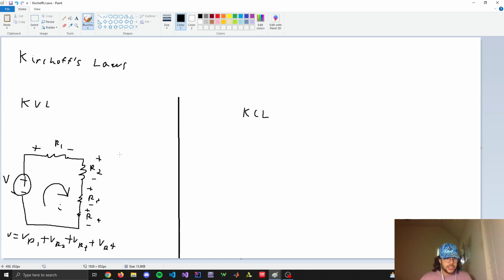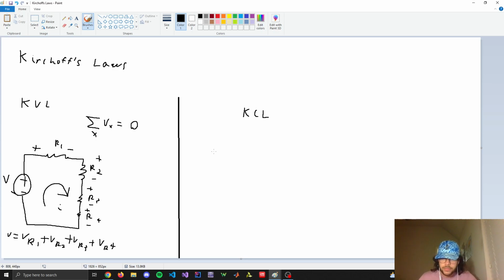So the first one is Kirchhoff's voltage law, which states that the sum of voltages in a closed loop equals 0. So in this circuit here, it's in a closed loop, so current's going to flow in this direction out the positive terminal, and then across these 4 resistors, there's going to be 4 different voltage drops. So the KVL states that the voltage source is equal to the sum of the voltage drops across each resistor individually. So that means the voltage source V equals the voltage across R1 plus the voltage across R2, and so on.